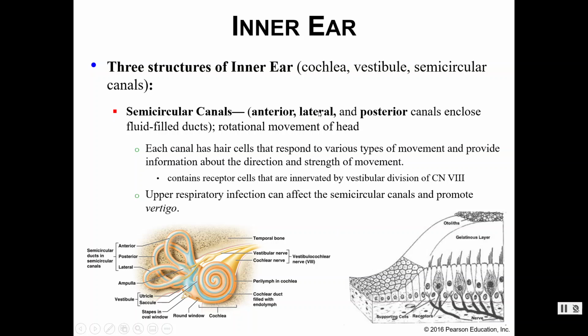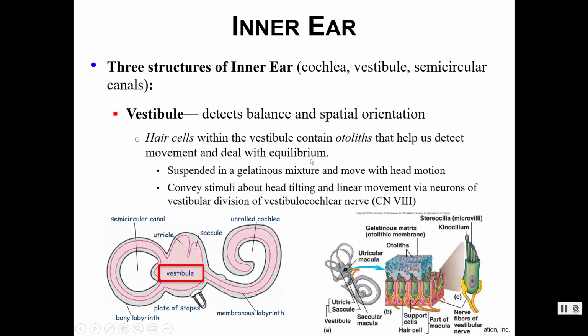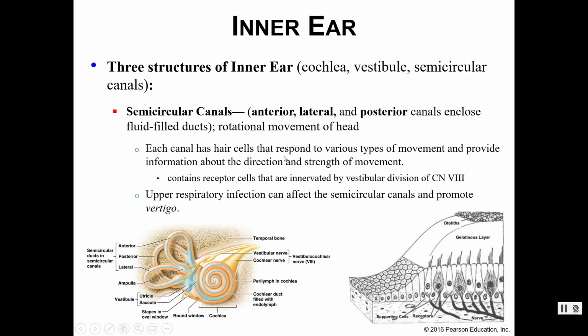You have an anterior, a lateral, and a posterior semicircular canal. Okay. These do enclose fluid-filled ducts, so there is more fluid in there. This helps us determine rotational head movements. Okay, so if we go back one, your vestibule helped with spatial orientation, head tilting, linear movements, things like that. Your semicircular canal, we're going to do rotational movements. Okay, so just a different type of movement.